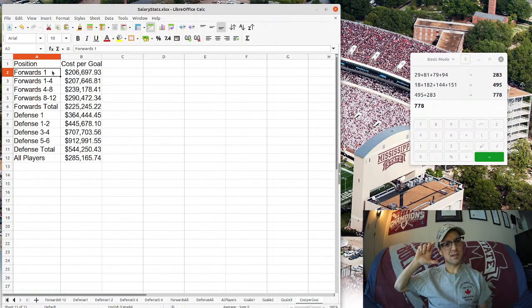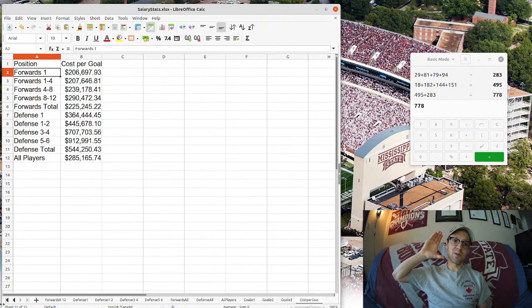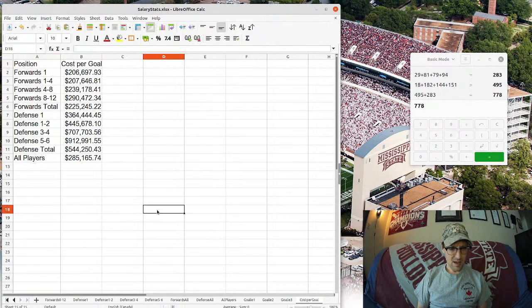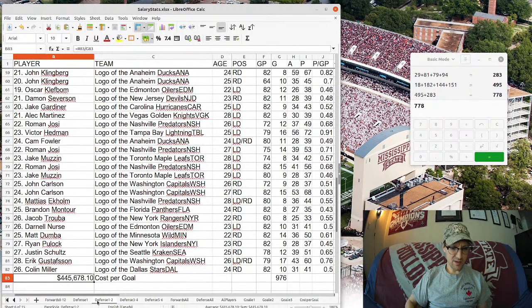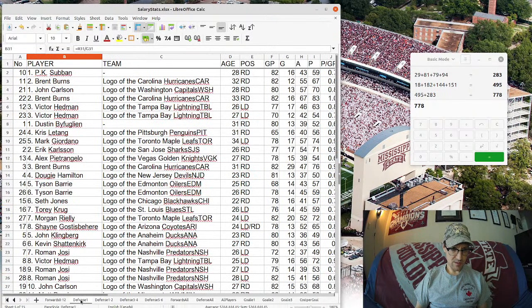Wait, no, is that right? Anyways, so basically it's just groups of four. So we've got the first best four forwards, then the middle four, then the bottom four, top two, middle two, and bottom two defensemen. And then I did it just again for all the forwards, all the defense, and then all the players total. What I'm trying to figure out is if I combine groups somehow.